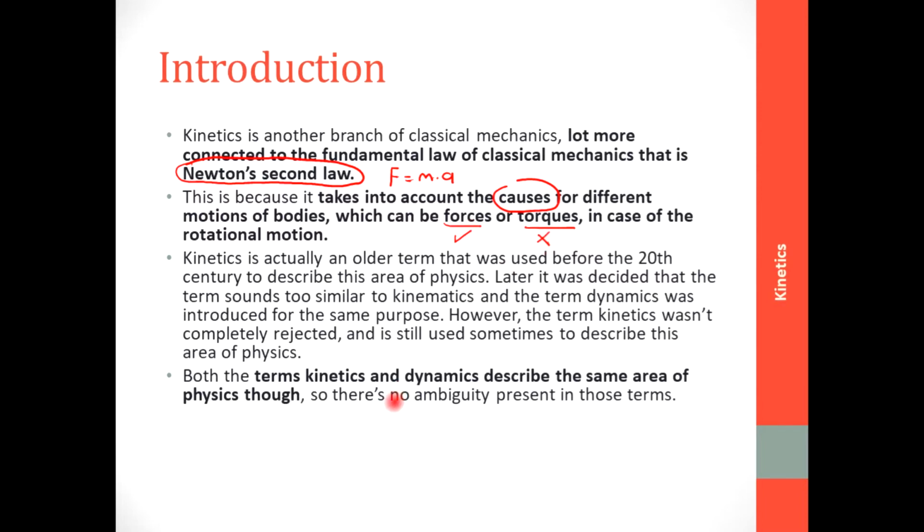Okay, kinetics is actually an older term that was used before the 20th century to describe this area of physics. Later, it was decided that the term sounds too similar to kinematics, and the term dynamics was introduced for the same purpose. So if you see some books use dynamics, that means dynamics somehow refers to kinetics. Both the terms kinetics and dynamics describe the same area of physics, related to F equals ma.